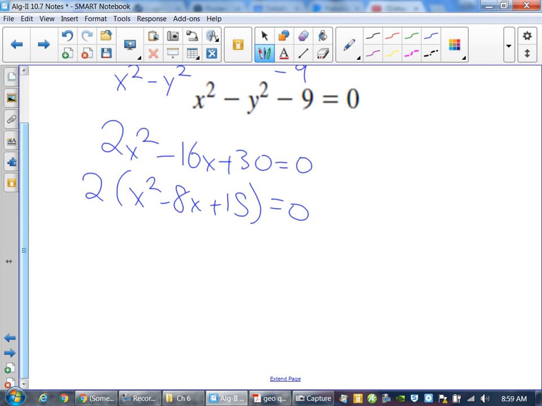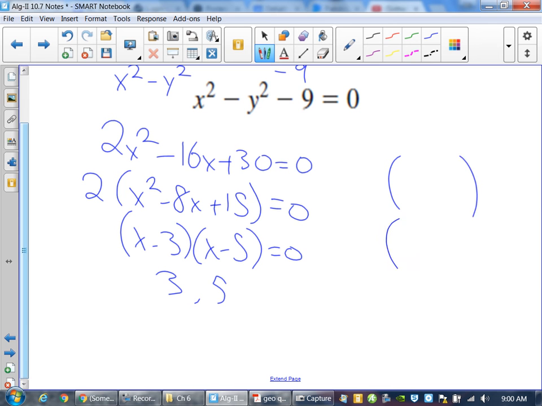What times what's positive 15 that you have to be able to get negative 8? Very good, negative 3, negative 5. Our zeros, because our terms are x minus 3, x minus 5, our zeros are 3 and 5. We found them for x, so I have to take those values of x and substitute them back into something.